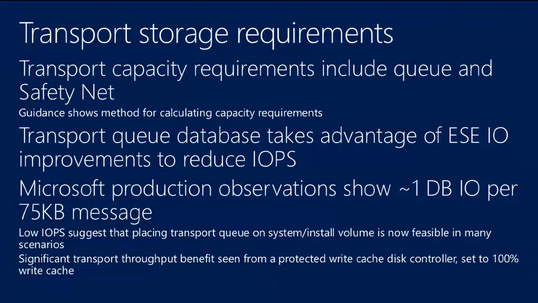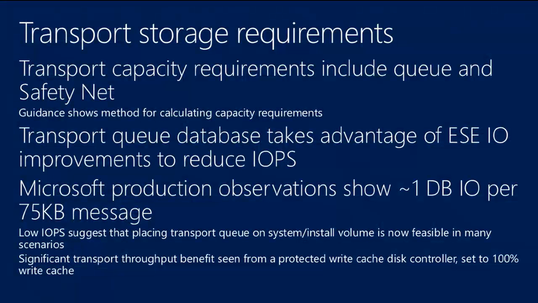From an I/O perspective, very high-level guidance to start out with here. We're saying that you'll see about 1 I/O per message at an average message size of 75K. You can expect that will go up as the average message size goes up, but much lower than the 17 I mentioned from Exchange 2007 in this release.